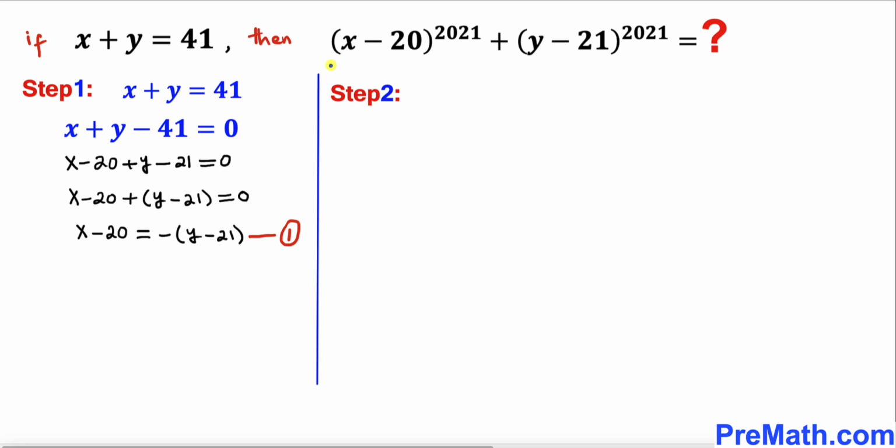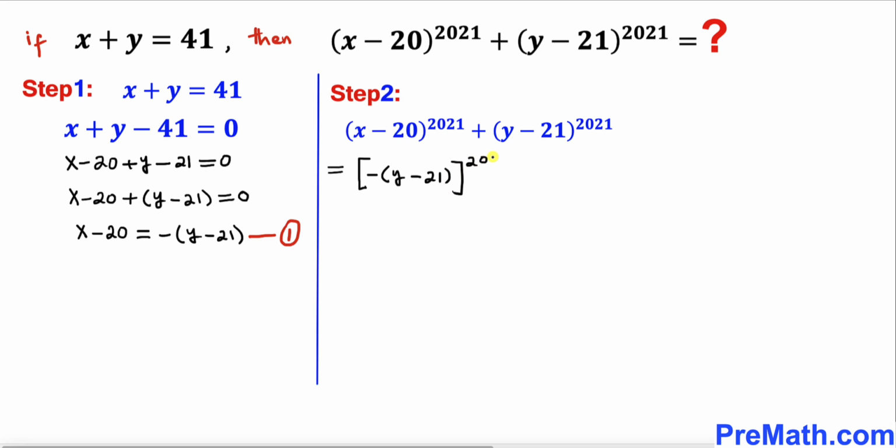And here's our next step. Let's focus on this expression now. Here I have copied it down, and let's replace this part by this one, as you can see in equation 1. So I'm going to replace this x minus 20 by negative (y minus 21) whole power 2021, and then plus everything is going to be the same, (y minus 21) power 2021.